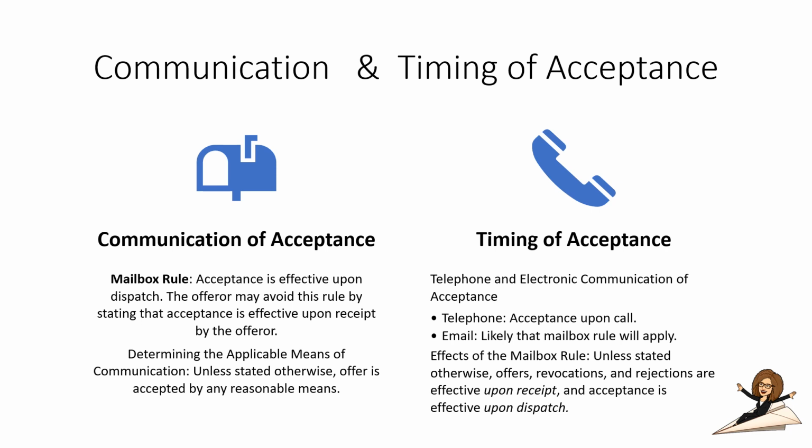Well, because it is an acceptance and because we're using the mailbox rule, as soon as you hit send on your email, it has been dispatched and it is effective. That means there is a binding agreement for the offeror to sell you their textbook for $50. A binding agreement. And because there's a binding agreement, it's got legal consequences. Even though the offeror does not know that you, the offeree, have sent your acceptance, there is a binding contract. That is huge. I want you to think about it. Why? Why is that a big deal?